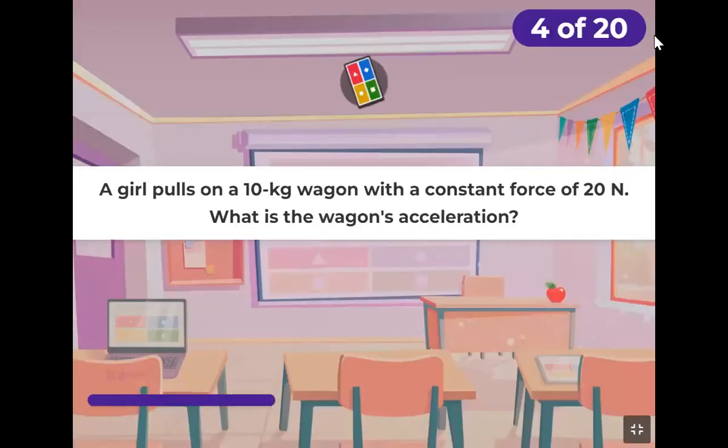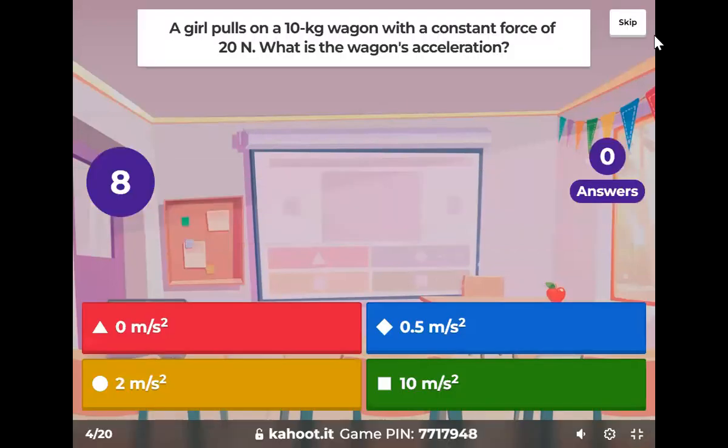Girl pulls 10-kilogram wagon with 20 Newton force. Let's say she's pulling horizontally. What is the acceleration?